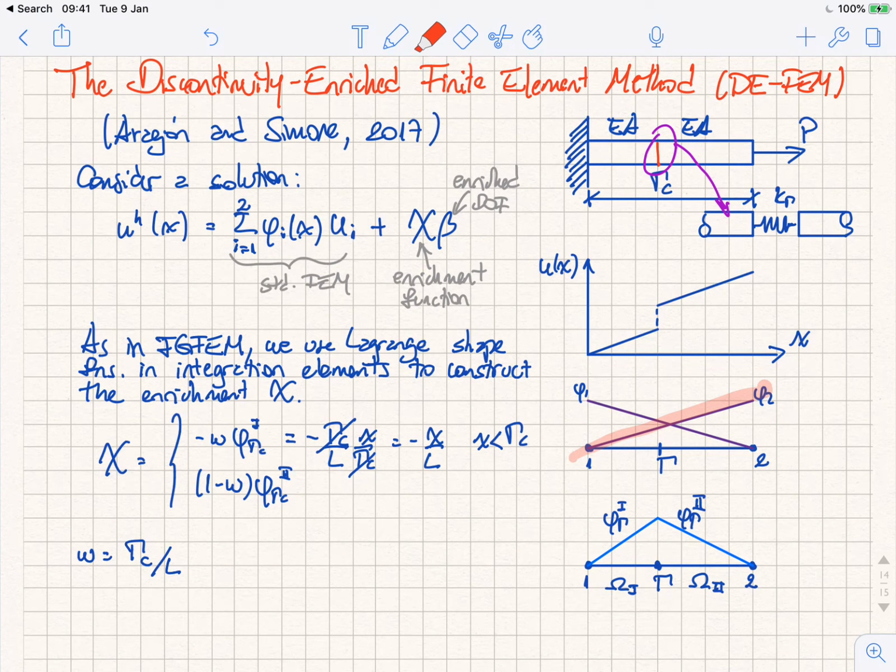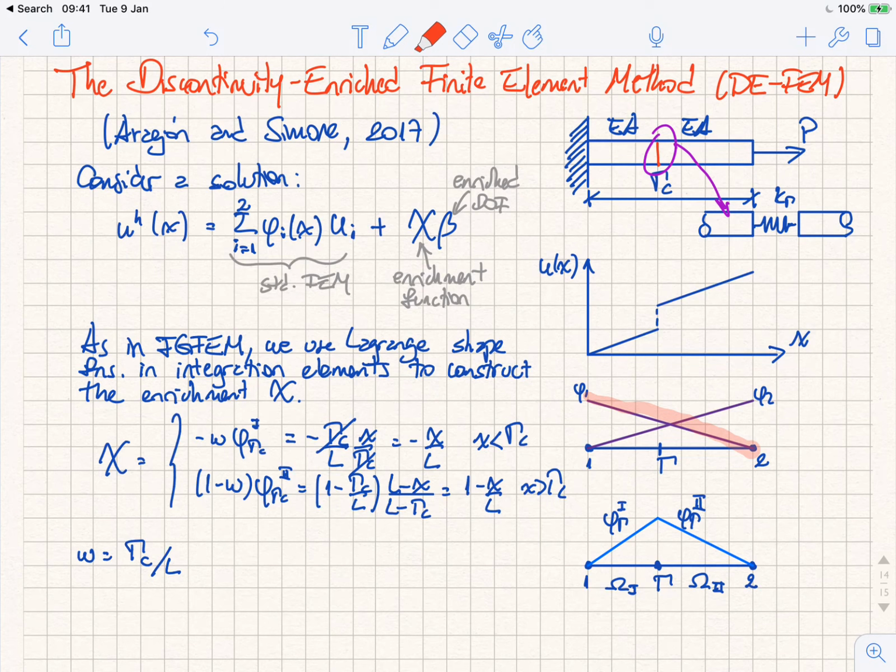For the second one, if we do the math, you have 1 minus gamma C divided by L, and then the other shape function for that discontinuity for the integration element can be written as L minus x over L minus gamma C, which is equal to 1 minus x over L for x greater than gamma C. And if you think about that equation, it is basically that curve. So it's very interesting because we have built our enrichment function using integration elements, but by multiplying those functions by minus W and 1 minus W, what we get is an enrichment function that is basically using the partition of unity of the parent element. You see that? It's just that one is inverted.